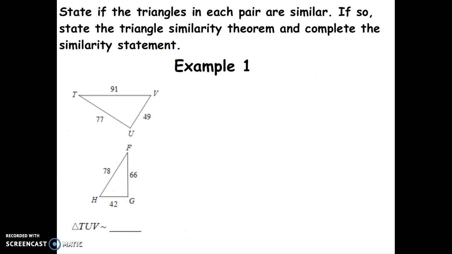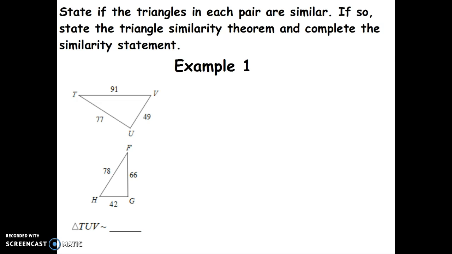All right, so let's move into our examples. Example 1, we're going to state if the triangles in each pair are similar, and if so, we're going to state the triangle similarity theorem and complete the similarity statement. When we take a look here, we see that we have no angles to deal with, so we know that it's probably going to be side-side-side. That's what we're going to be checking for.